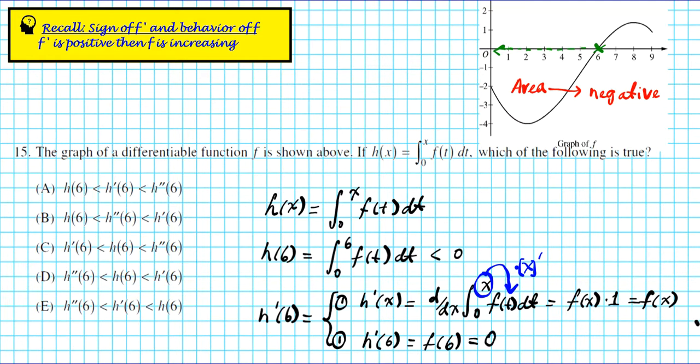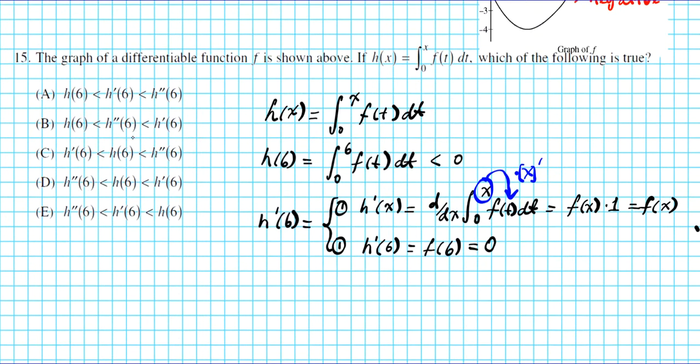Alrighty, now what's last? If you look at the options, we are comparing h prime and h double prime. So let's take a look at h double prime of 6. H double prime of 6 is going to be f prime of 6. Now how on earth did I know that h double prime of 6 is going to be f prime of 6? Well, let's take a look at the previous work we just did.